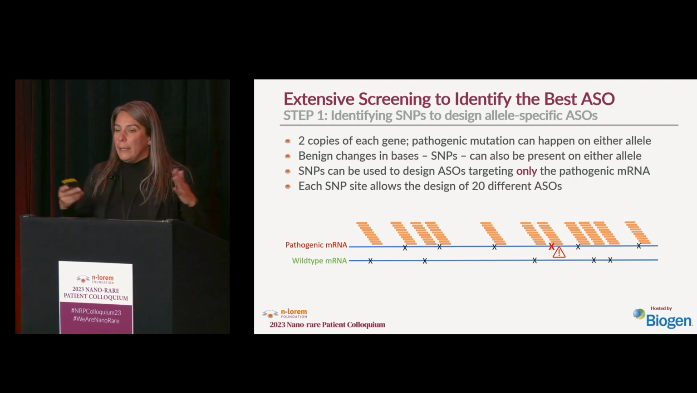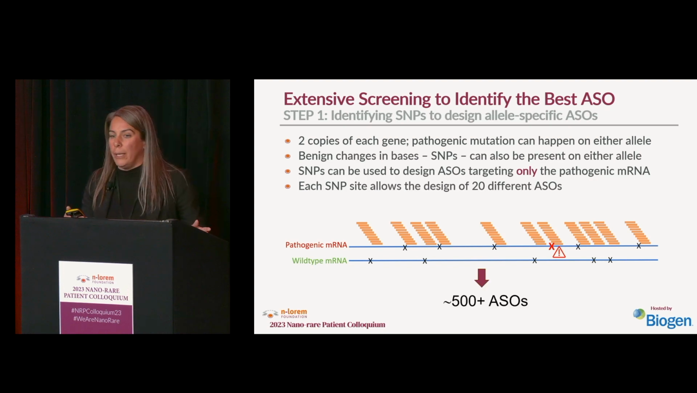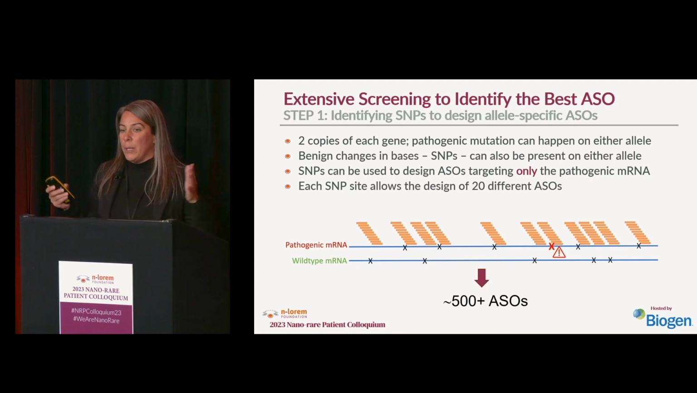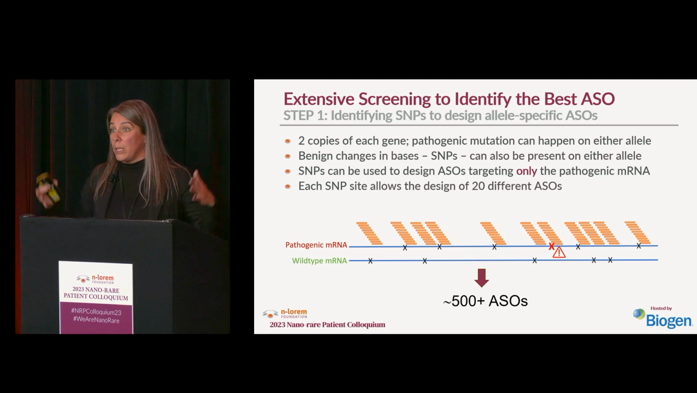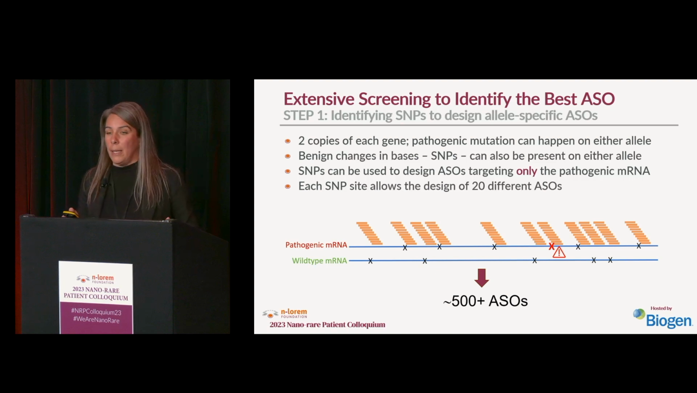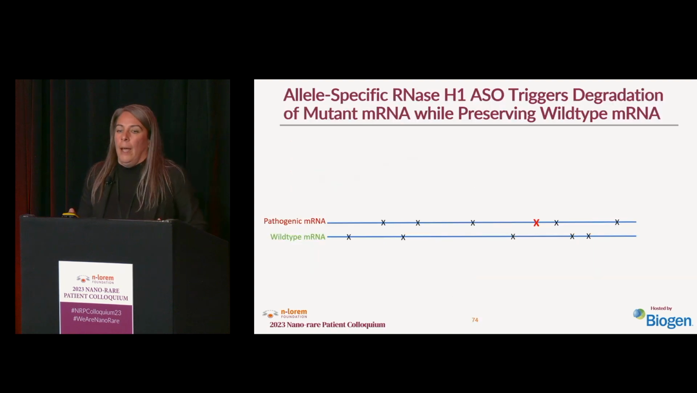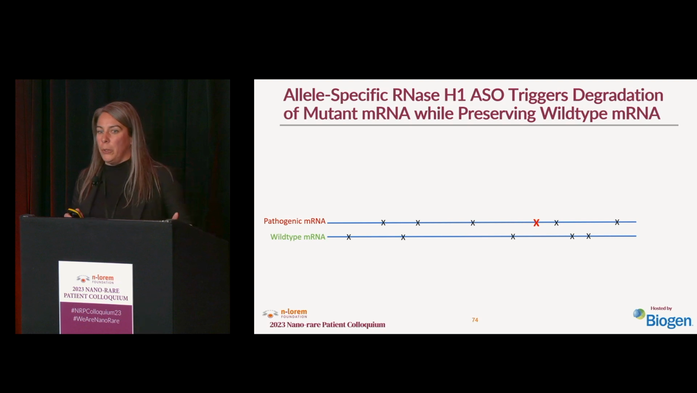And so ideally at that step, we want to have designed between 400 and 600 ASOs. And we like this number because when you start with such a large pool of ASO candidates, then it gives you the best chances to identify the best ASO. And so I'm going to explain to you now how these ASOs are working.